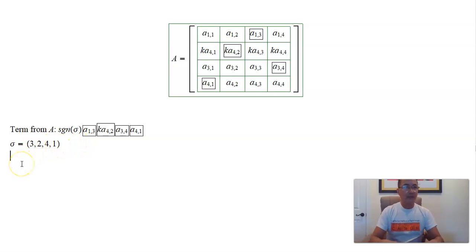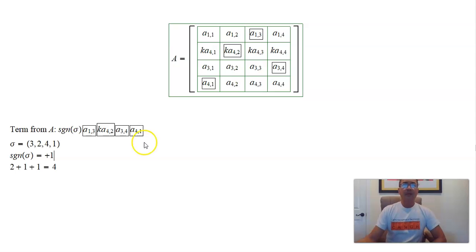Oh, by the way, what is the sign of this? For the sign of sigma, 3 is bigger than 2 and 1, so that's 2. 2 is bigger than 1. 4 is bigger than 1. So it is an even permutation. Actually, those are not the sign, those are the inversions. So the sign of sigma is positive 1. There we go. So we need to get a term from A where we will get negative A13, KA42, A34, A41.